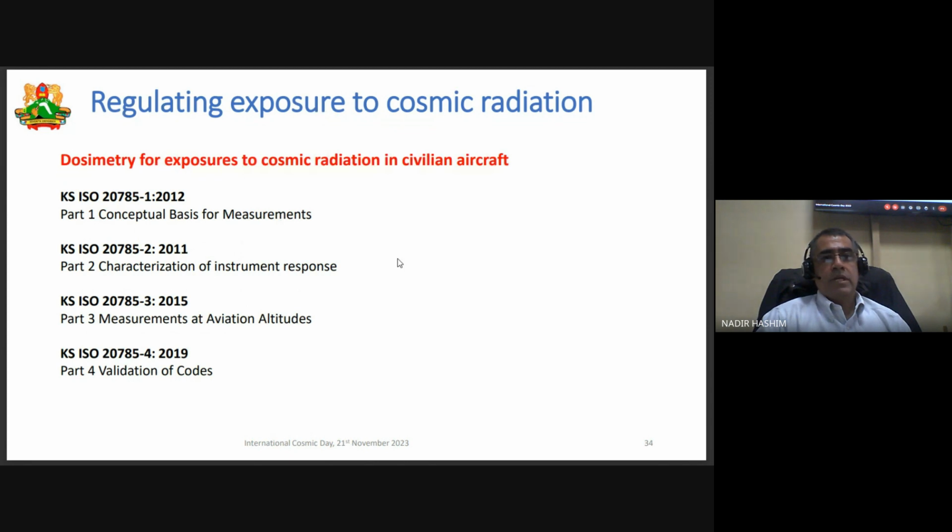I'm pleased to share with you all that in Kenya, we have adopted an ISO standard for regulation of exposure to cosmic radiation. This is the KS ISO 20785 series. It comes in several parts, and the Kenya Bureau of Standards has already adopted this standard. The next step would be to implement this standard for the aviation industry.